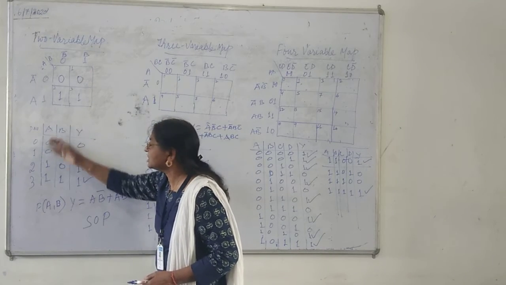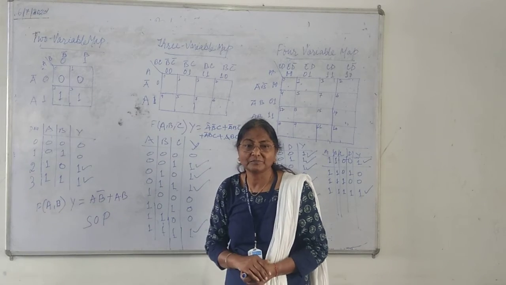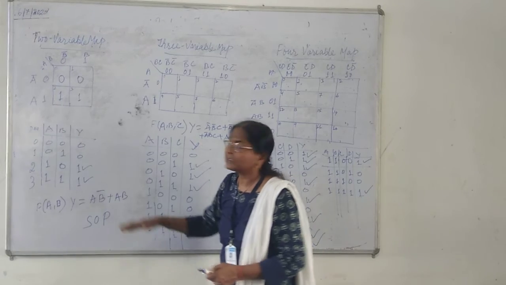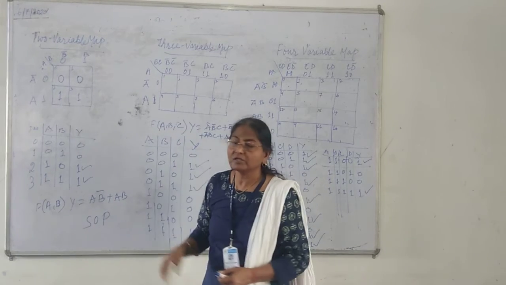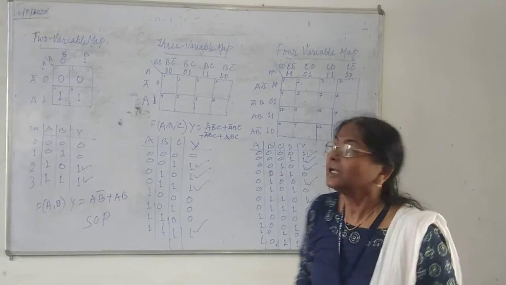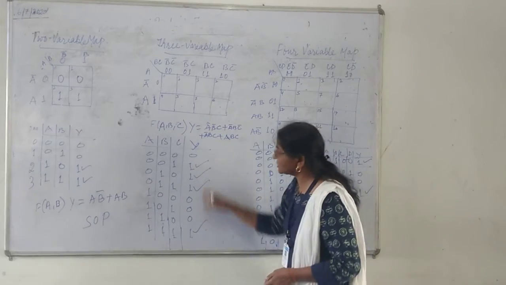If this table is not given, and only this equation is given to me, in that case also we can draw the map, and we can put this value on the table. Okay. Now I am going to explain the same thing for this one.